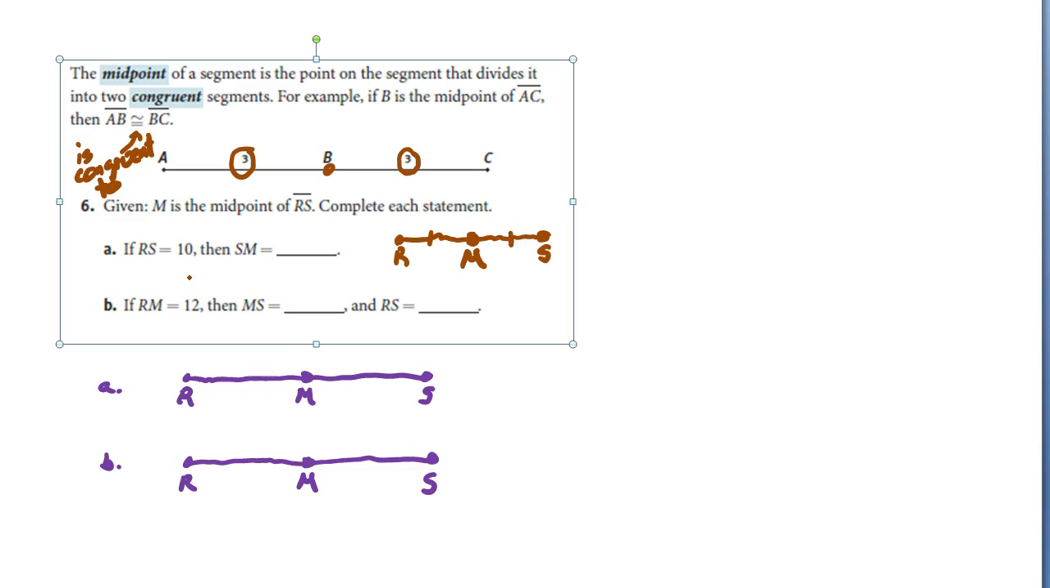Okay, if RS equals 10, so RS is the entire segment. If the entire segment is 10, then how much is SM? I think 5. Question B, if RM equals 12, so just from R to M, if that much is 12, then what's MS? From M to S, I think 12. And what's RS, the entire distance? How about 24?